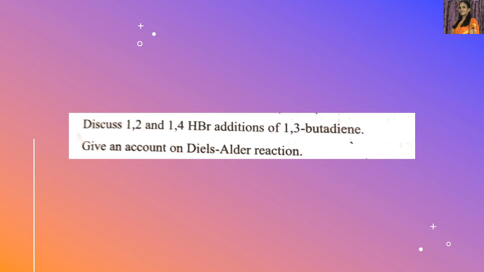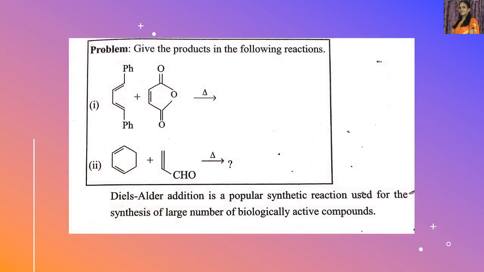Discuss 1,2 and 1,4 HBr additions of 1,3-butadiene. The next question is: give an account of the Diels-Alder reaction. We should discuss the Diels-Alder reaction, and here a few reactions which are related to the Diels-Alder reaction only. Other reactions are given. Here we should predict the product, give the product in the following reaction.